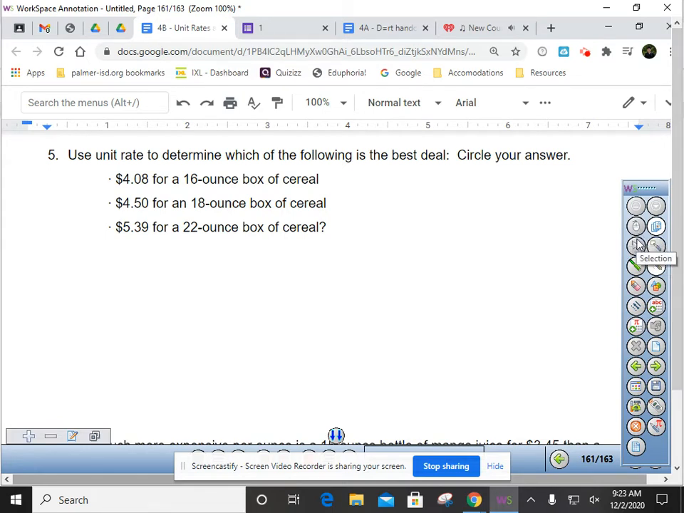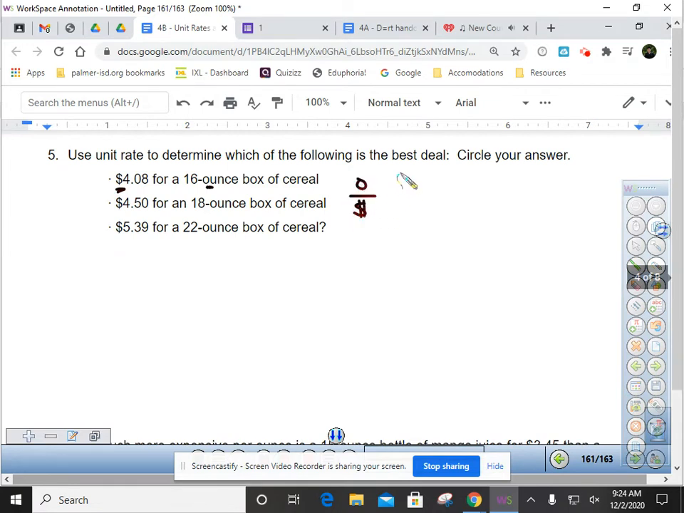Number 5, use unit rate to determine which of the following is the best deal. Circle your answer. We have done these before. These have been on tests. This is just the time we're doing the lesson. You're going to write a proportion unless you already know what to do. But we're going to pretend we don't. What are our words? Ounces and money. So put ounces over dollars.